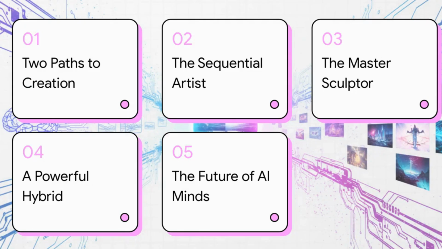So here's our game plan. We'll start by looking at the two major approaches. Then we'll dive into how each one works. After that, we'll see what happens when you combine them. And finally, we'll talk about what this means for the future of AI.